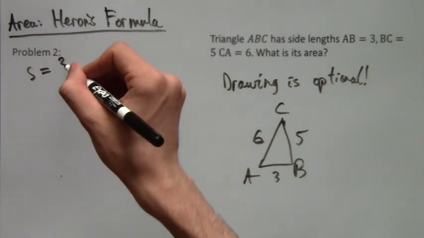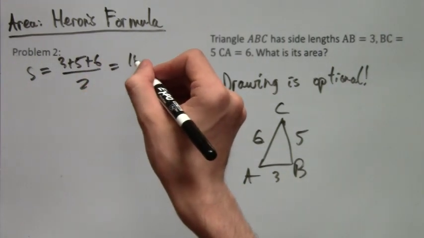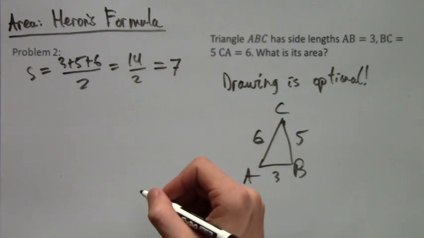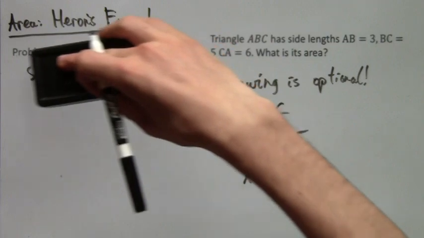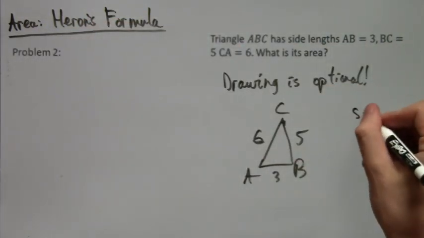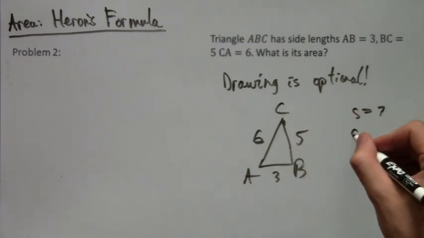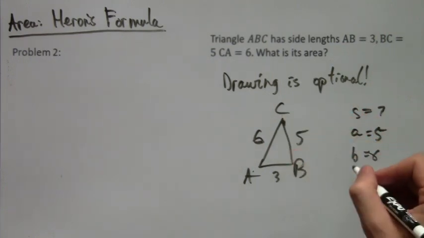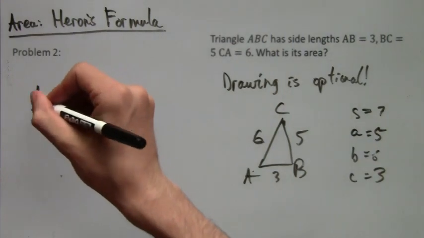So here we have 3, 5, and 6, and it's only an approximate drawing. So s equals 3 plus 5 plus 6 over 2, which is 14 over 2, which is 7. So the semiperimeter, half the perimeter, is 7. Now we're ready to plug everything into the formula. I'm going to write it to the side here to save space. s equals 7. And here I'm going to write, so a is the side across from angle A, which is 5, b is across from angle B, which is 6, c is across from angle C, which is 3.